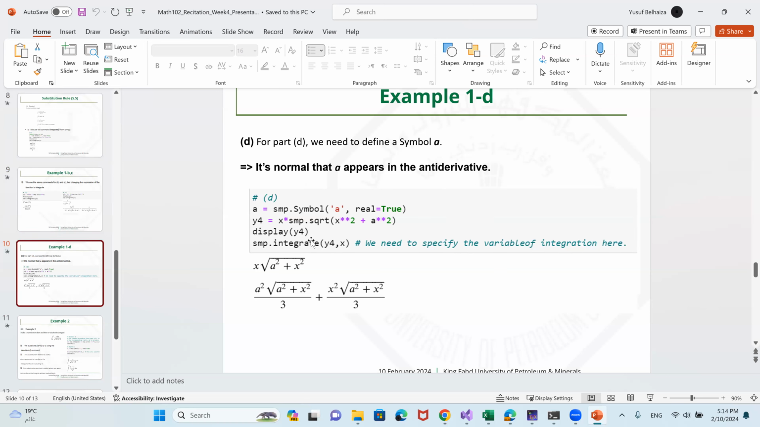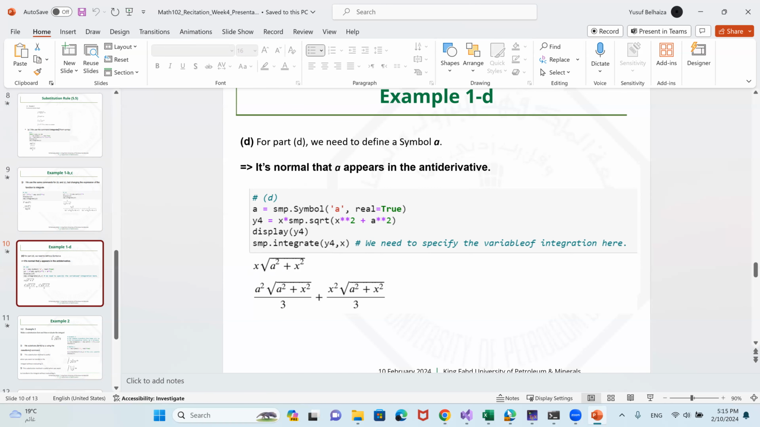We'll display y4 and we'll integrate, and of course a would appear in the antiderivative here, which is a squared times root of a squared plus x squared over 3, plus x squared times square root of a squared plus x squared over 3. We needed here to specify the variable of integration, and that's why this example is here, because you may consider that there are two variables of integration, x and a, and here we needed only the integration with respect to x. So we need to specify the variable of integration.